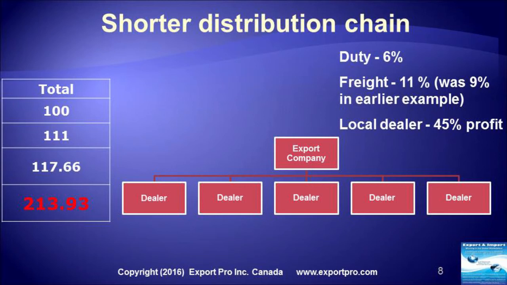This is a solution where you sell direct to local dealers. We increased the freight cost from 9% to 11% because the shipment to each dealer is smaller than in the earlier example, and we gave the local dealer a higher margin, in this case 45%. You get a factor of 2.13, which means you get 47% of the end user price. Because you're working directly with the local dealer, communication is better than when you have more distribution levels.